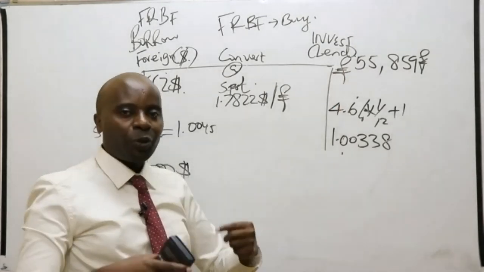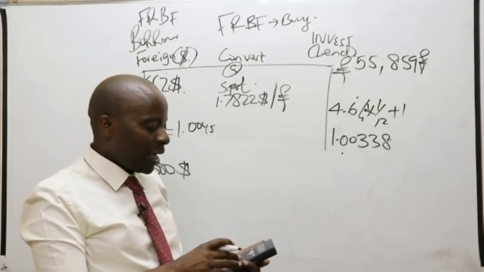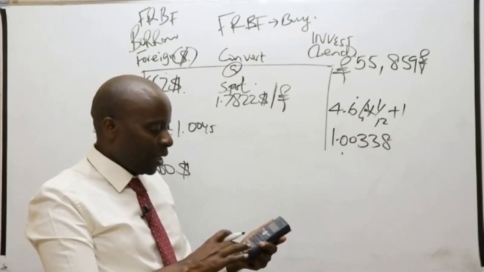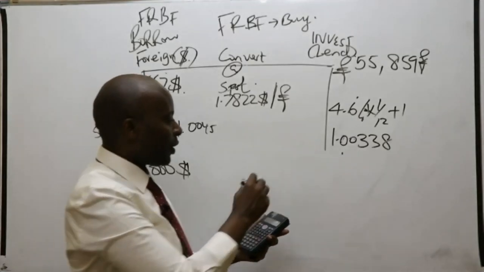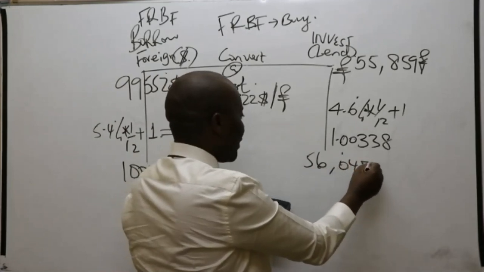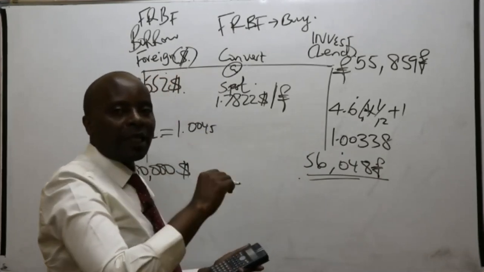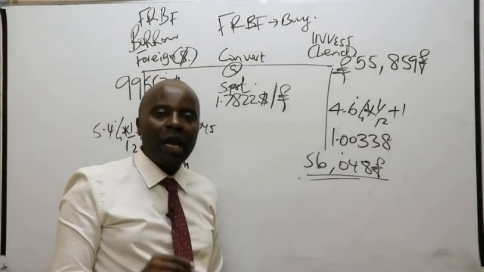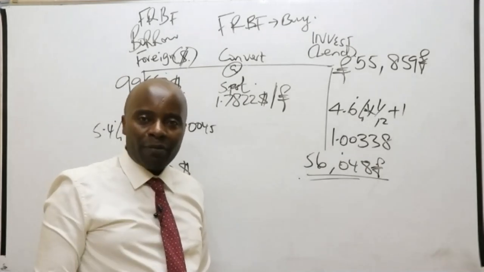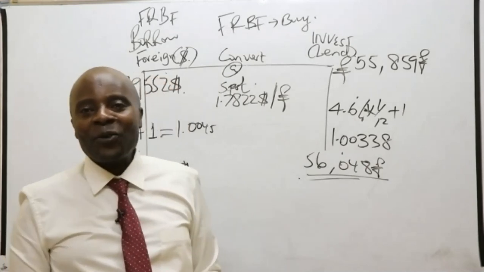And then from there, ladies and gentlemen, now you can come down, because you're going to the future, you expect to get a bigger value, so you multiply. So we have here 55 times 1.00338, which at the end of the day gives us a money market receivable of 56,048 pounds. So this is the money market figure that we expect to receive.